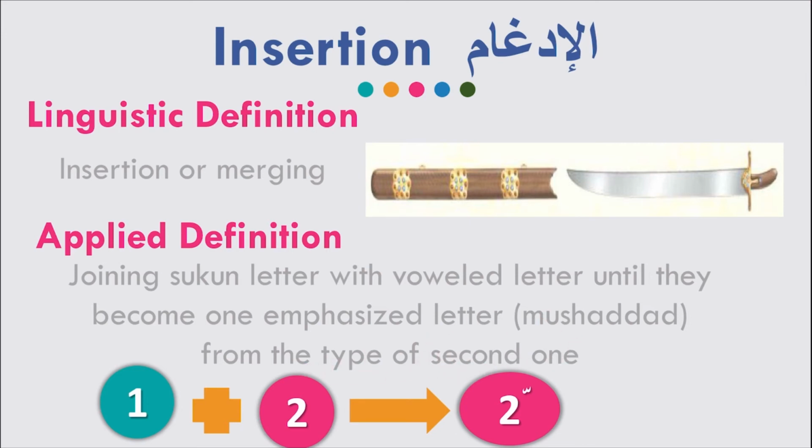So if you have, for example, a letter in a blue color and another one in a red color like this, and these are having insertion, in this case they will become one emphasized letter having a shadda from the second type. So the applied definition of al-idgham is joining the sukun letter with a vowel letter until they become one emphasized letter, and it should be mushaddad, from the type of the second one. And this is al-idgham.